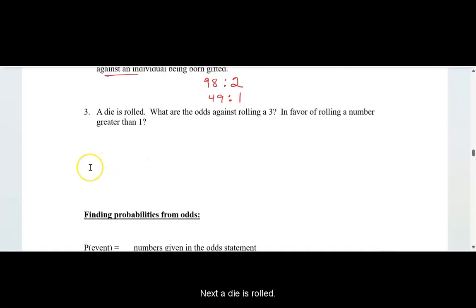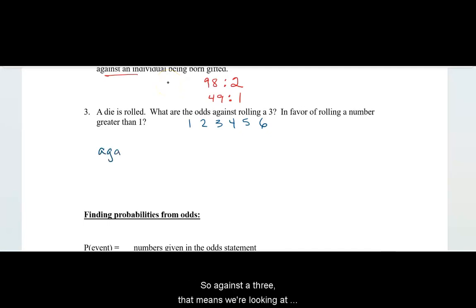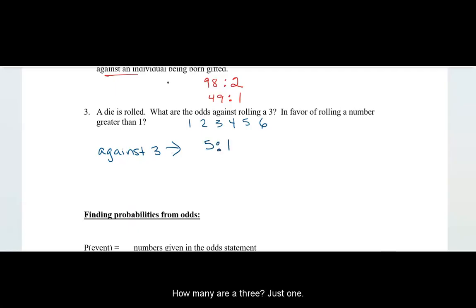Next, a die is rolled. What are the odds against rolling a 3? So remember, with a die, you have the numbers 1, 2, 3, 4, 5, and 6. So it's a 6-sided die. What are the odds against rolling a 3? So against a 3. That means we're looking at how many are not a 3. Well, that's going to be 1, 2, 4, 5, and 6. That's 5 numbers. How many are a 3? Just 1. So your odds are 5 to 1.